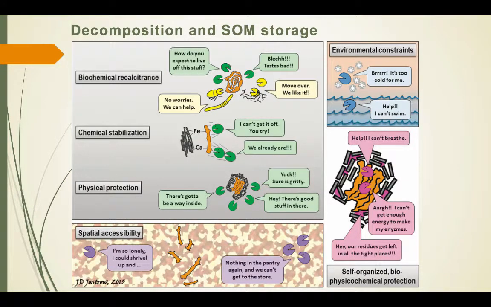I'll show this cartoon again as well on decomposition and SOM storage. At this moment, we're a little bit less concerned with the biochemical recalcitrance, or chemical and physical protection. Where the physical protection plays a role in this story is if warming leads to altered freeze-thaw cycles or multiple freeze-thaw cycles. But we also have these other environmental constraints as well. So it's too cold, I can't swim, I don't like it here. Are there constraints that have protected organic matter that are no longer going to be relevant, like coldness or freezing? Freeze-thaw cycles also break up aggregates or cause these other physical disruptions that might increase or change decomposition dynamics.